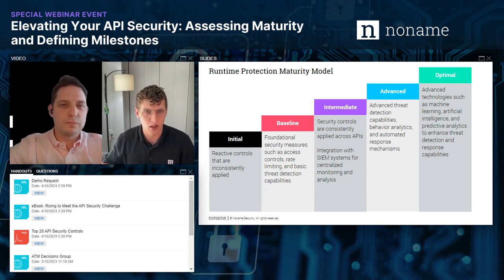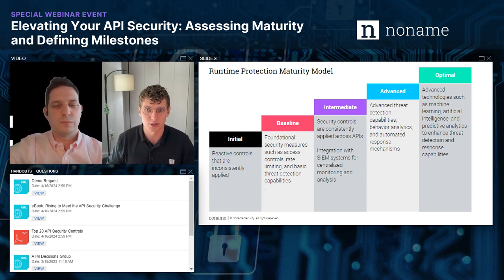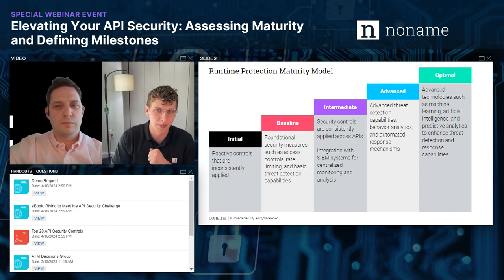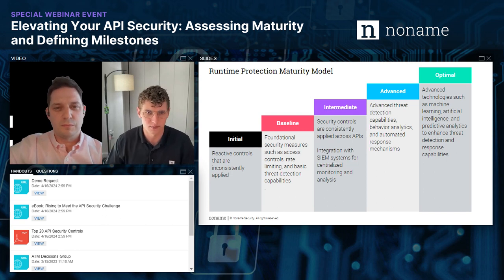And then once we start moving along at the baseline level, the focus shifts to implementing foundational security measures such as access control, rate limiting, and basic threat detection capabilities. And this usually is almost at the WAF or the API gateway level.